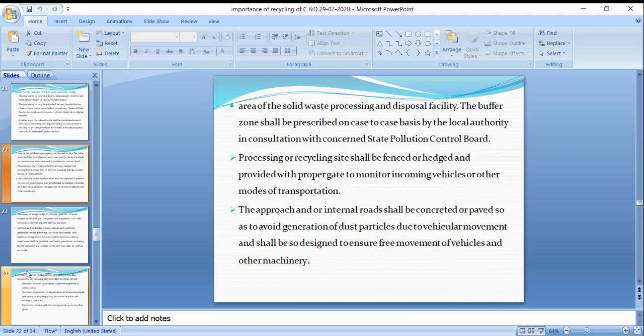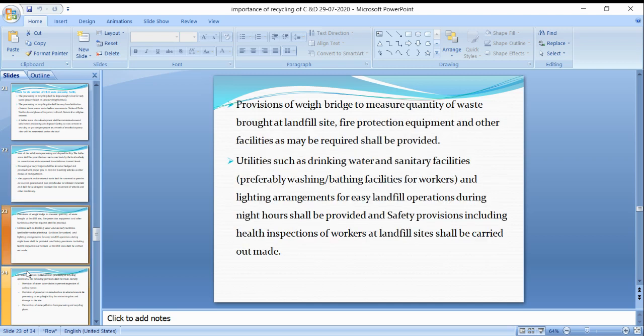The approach and internal roads shall be concreted or paved so as to avoid the generation of dust, so internally it should not be earthen roads. They should be paved to avoid dust generation due to vehicular movement, and designed to ensure free movement of vehicles and other machinery. There should be provision of a weighbridge to measure the quantity of waste. Whatever waste you are bringing, that quantity should be measured, so for that we have to keep the weighbridge also.